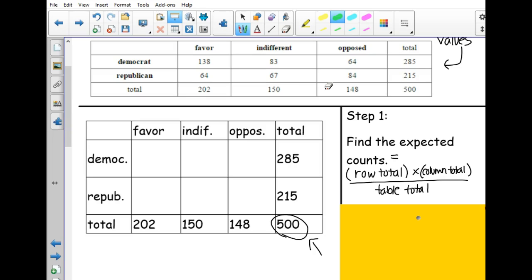What's the goal of this step again? We're trying to figure out what should have happened. What do we expect to happen? The first table is what we observed to happen. Those were our observed values. And in order to see if these two variables are independent or not, we need to find our chi-squared value. So we need to find the difference of our observed minus our expected.